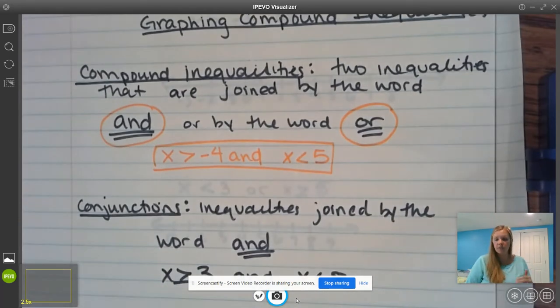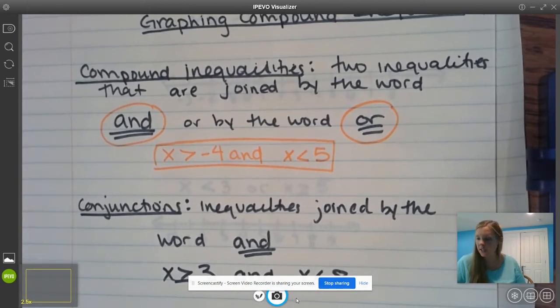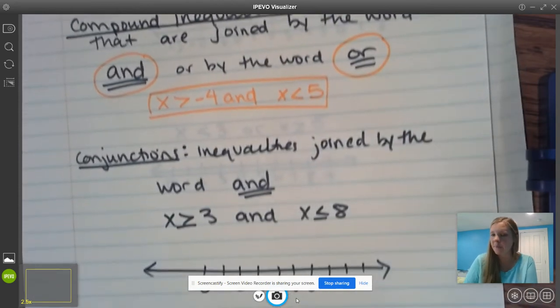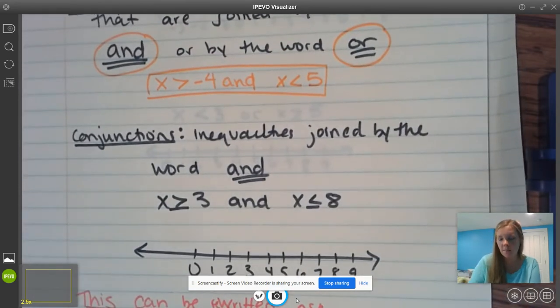Remember, as we're going through these notes, you're expected to write all of these down. If I'm going too quickly, you're going to press pause so that you can catch up, but I'm going to keep on going. There are two kinds of compound inequalities.